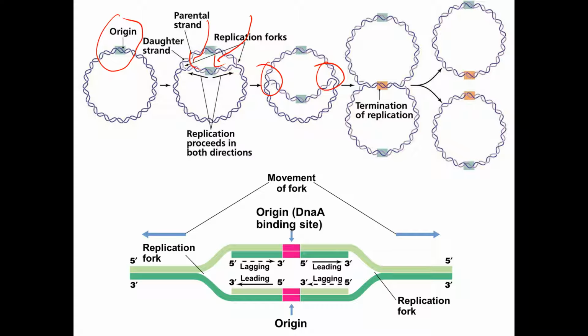And here, you see these interlocked rings of DNA, two molecules of DNA. Those interlocked rings have to be separated from one another, so you end up with two new molecules of DNA. Now, let's zero in a little bit on what's taking place at the replication fork.